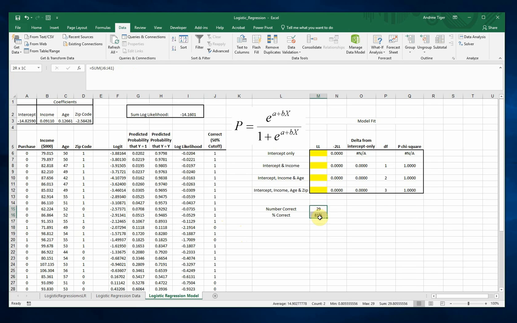So you didn't get 100% correct, and our goal is to try to make this as big as possible by maximizing this log likelihood. Okay, that's the first video.